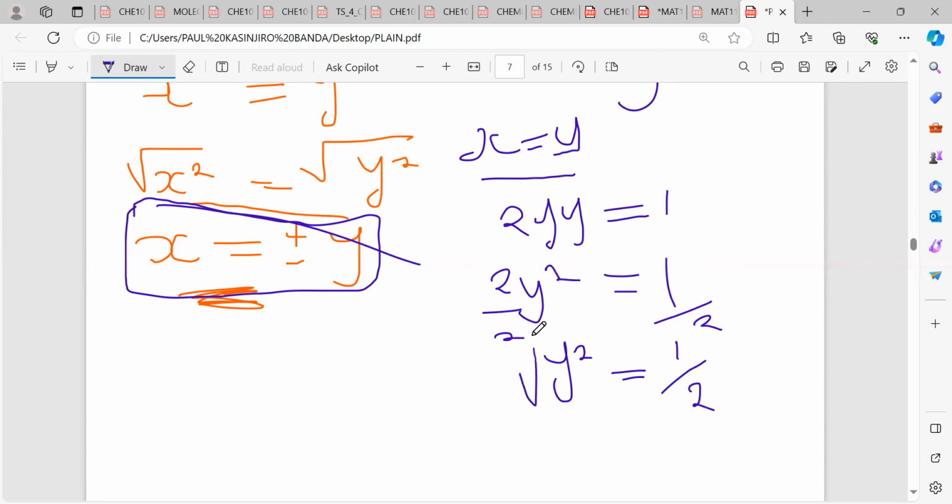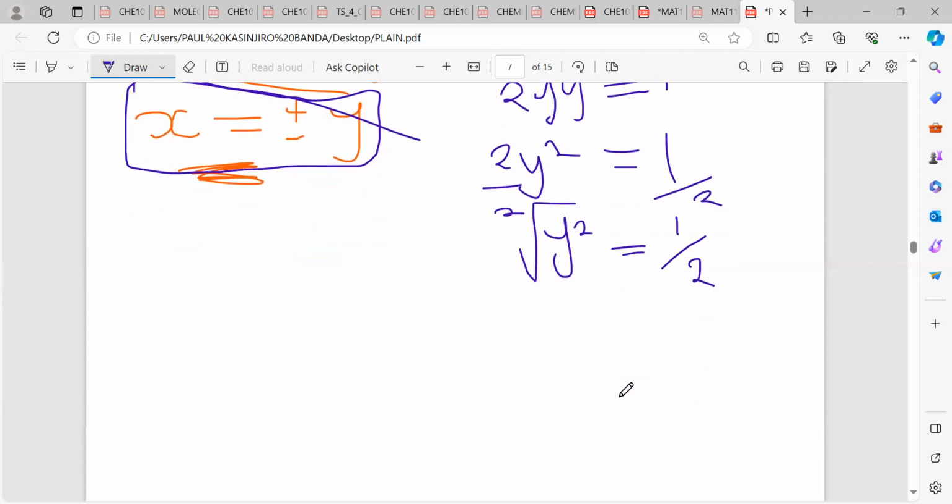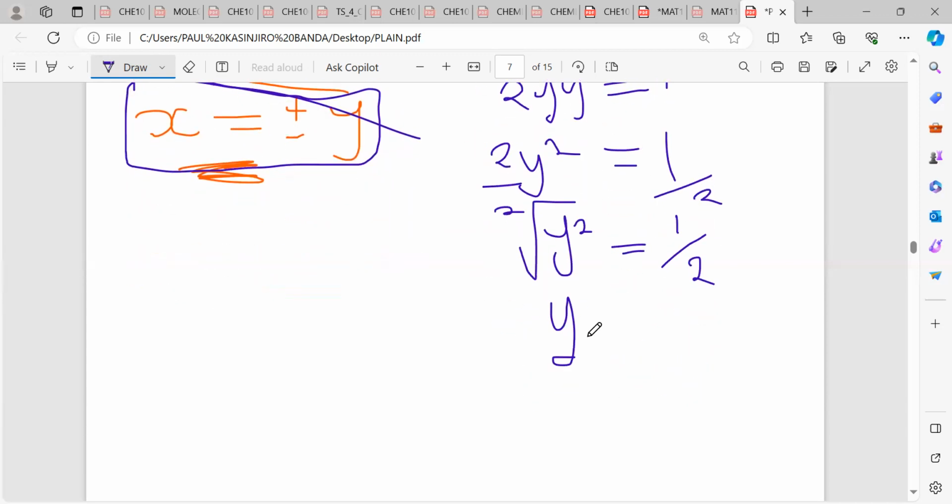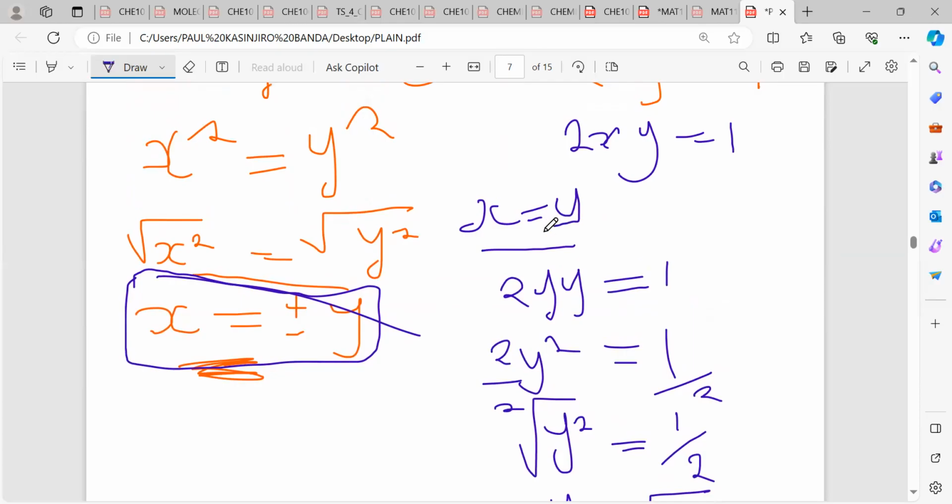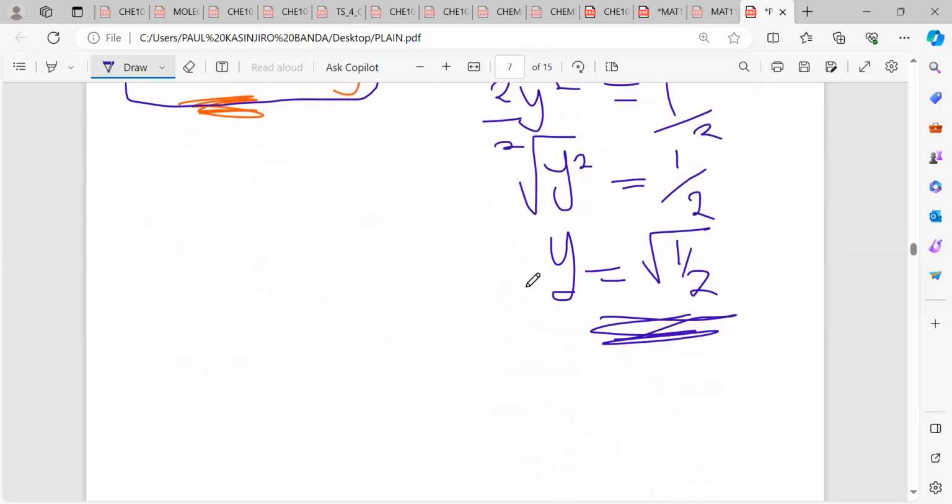Then you square root. When you square root there, you're just going to get y, and this side you are going to get the square root of 1 over 2. So this is your answer here. This is y when x is equal to positive y. That is your y here.